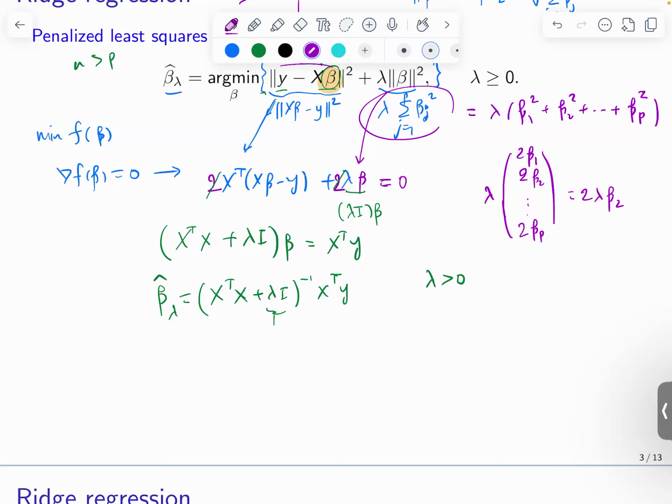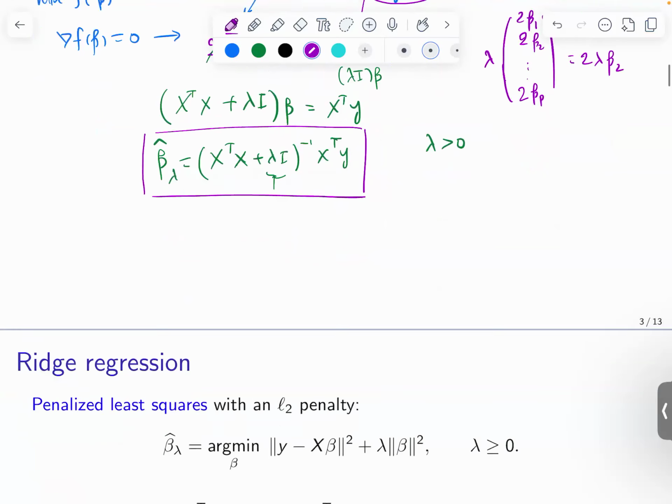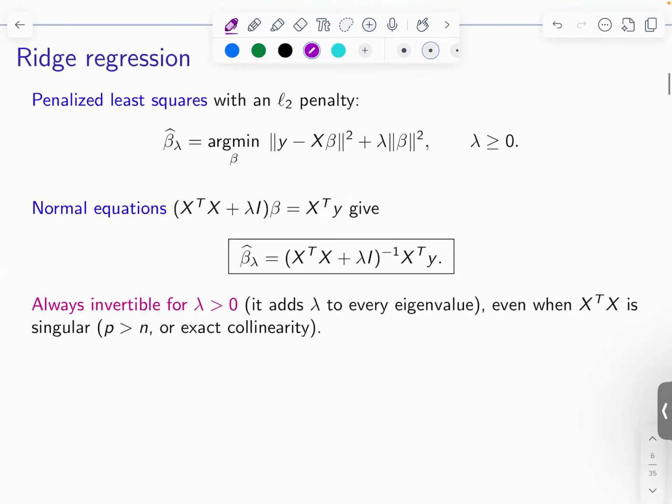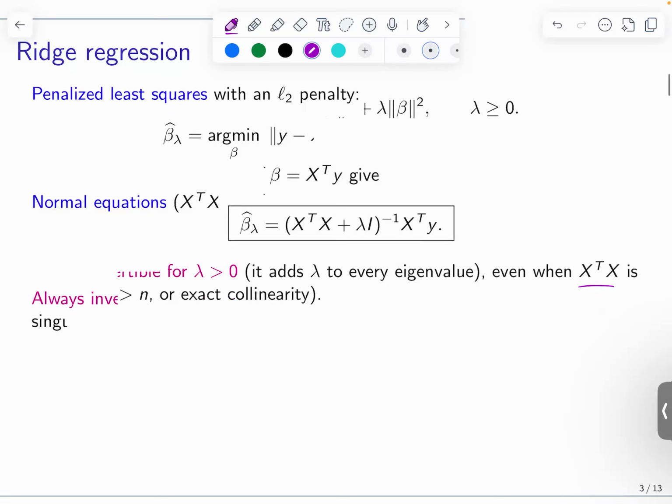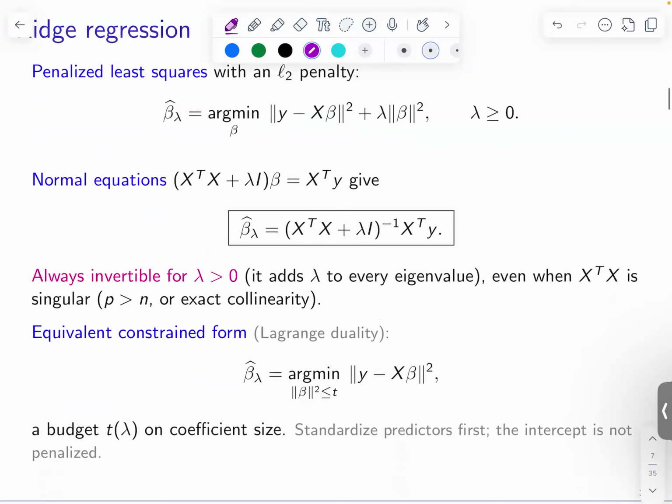Okay, so we have this closed form. You can see if I set lambda equal to 0, you get back the formula for OLS. So you can double check that it actually matches that corner case. Always invertible, as I mentioned. So even if you have extreme, exact multicollinearity, where this is singular, this is still well defined. That's the first indication that this is something interesting.